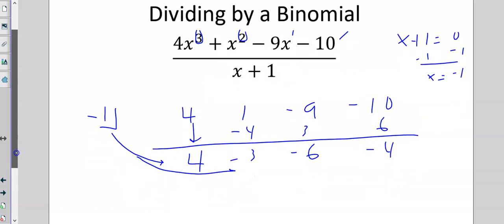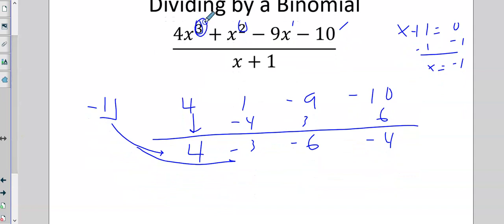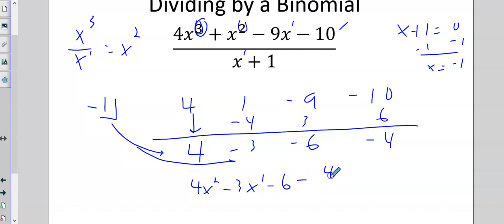And we're done. Now remember, we start off dividing a cube by x to the 1. Cube x to the 1. That's x squared. So this is going to become 4x squared, and we just go backwards. Minus 3x to the 1, minus 6, which is our constant, and then minus 4 over our divisor of x plus 1.